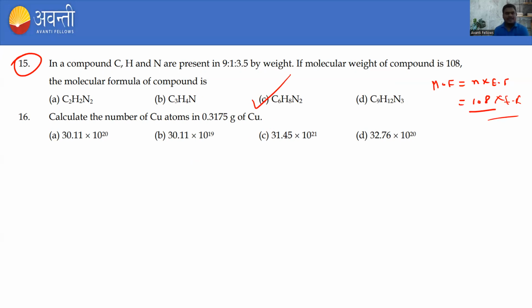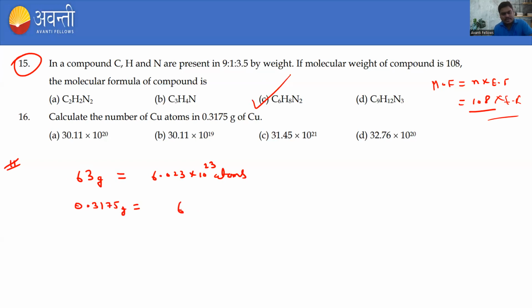Okay, so move to the next question. The question asks basically to calculate the number of copper atoms in 0.3175 gram of copper. So we know the molecular mass of copper is 63. So 63 gram contains 6.023 into 10 to the power 23 atoms of copper. Obviously, we have to calculate for 0.3175 gram.